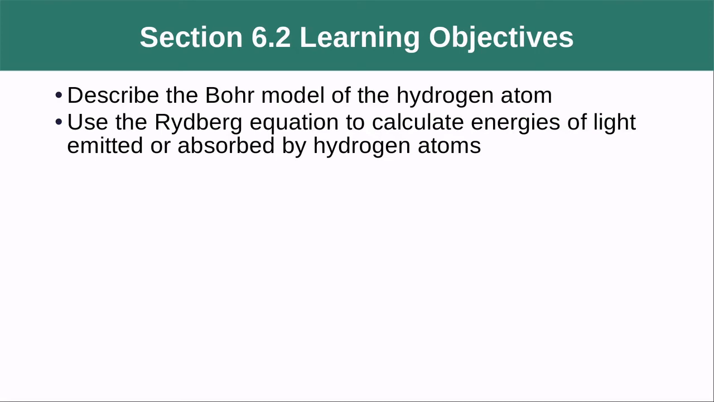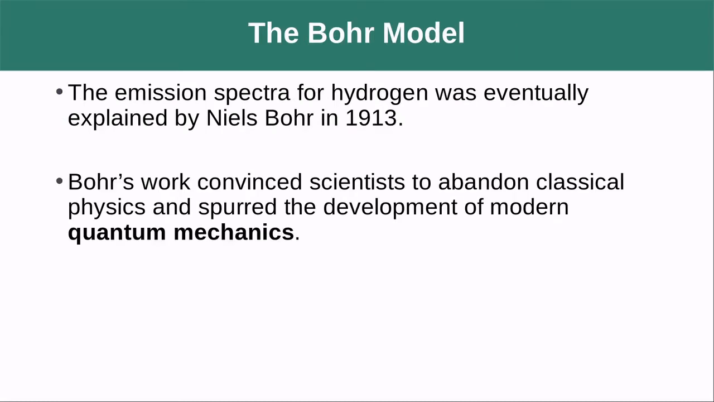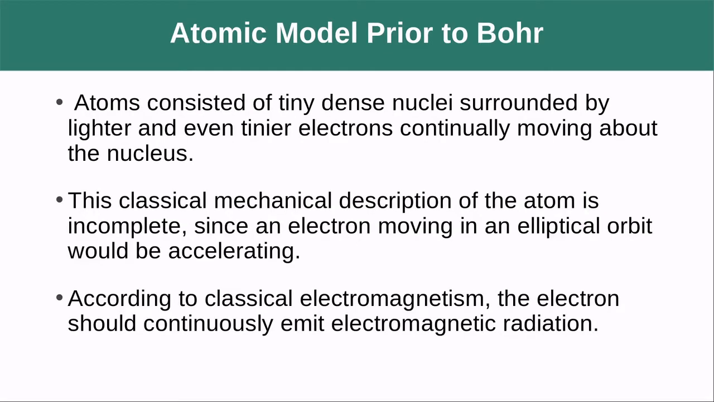So let's think about what Niels Bohr did. He eventually was able to come up with an explanation for the spectra of hydrogen. His work convinced scientists to abandon classical physics and spurred on the development of modern quantum mechanics. What did he say? He said that atoms consisted of tiny dense nuclei surrounded by lighter and even tinier electrons continually moving around the nucleus. So we've already kind of had this idea, right?